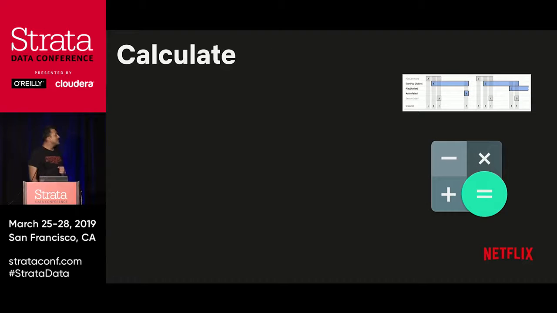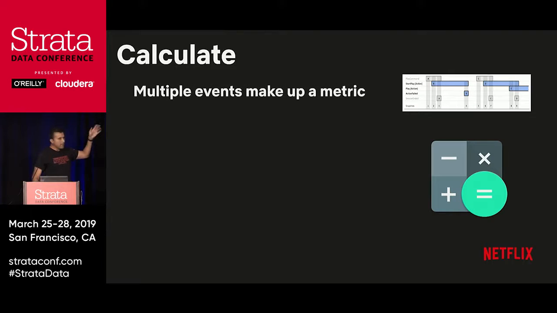From there, the next stage is calculating the metrics. As you see in the schema up there, there are a number of different events that can make up a metric. So you can have 5 events that make up one app launch event. So you're going to have to do a lot of joins in this stage. And this is where it really gets hairy.